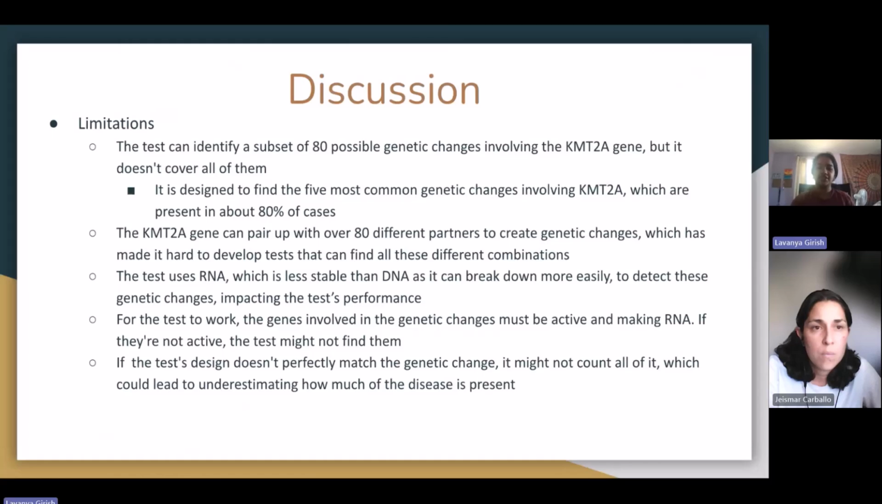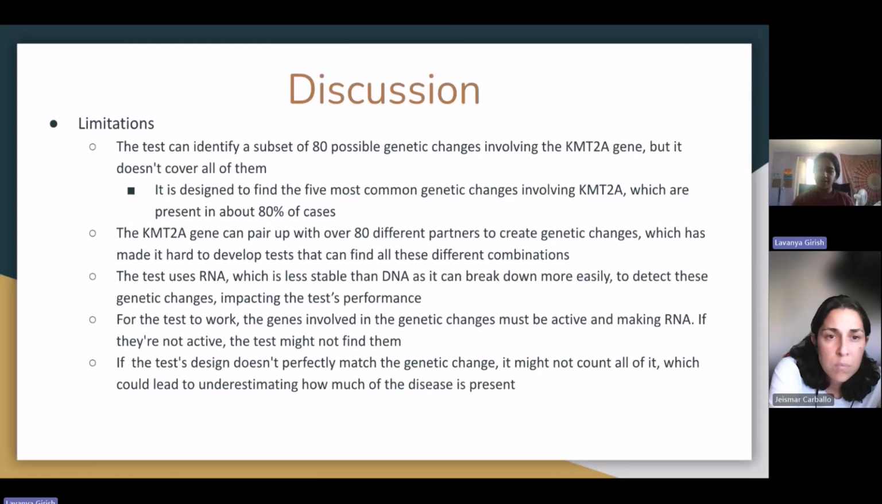So some limitations. This test can identify a subset of the 80 possible genetic changes involving the KMT2A gene, but it doesn't cover all of them. It is just designed to find the 5 most common genetic changes, which are present in about 80% of the cases. The KMT2A gene can pair up with over 80 different partners, which has made it hard to develop tests that can find all of these different combinations, but this test definitely does cover most of them.